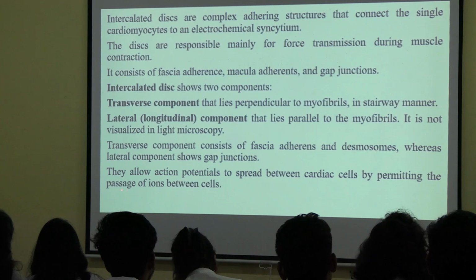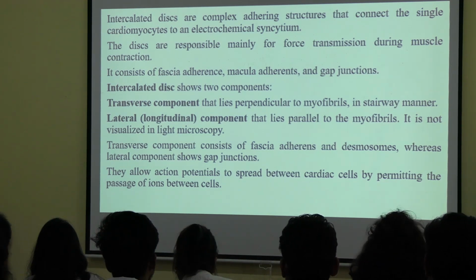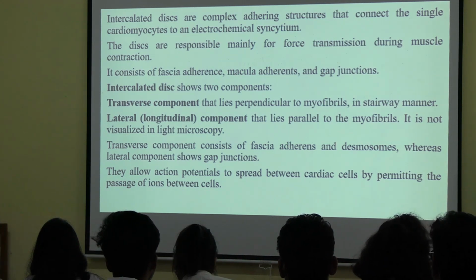They allow the action potential to spread between the cardiac cells by permitting the passage of ions between the cells. So action potential can spread from one cardiac myocyte to another cardiac myocyte with the help of this intercalated disc.